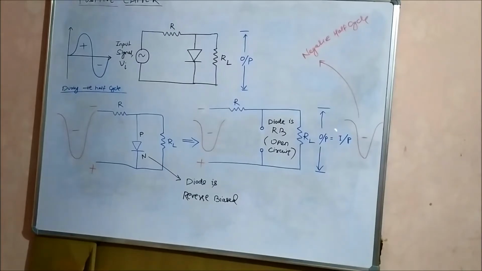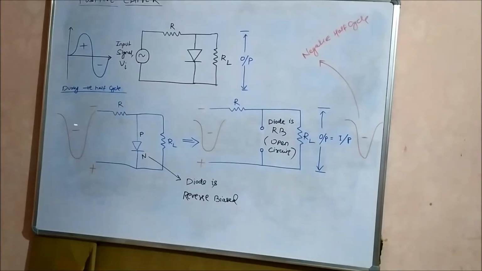So we'll get exactly the negative half cycle of the AC waveform. As these terminals get opened up, the same input which is being given to the circuit will appear across the output through the load resistance. So the output will be exactly the same as the input, which is the negative half cycle.